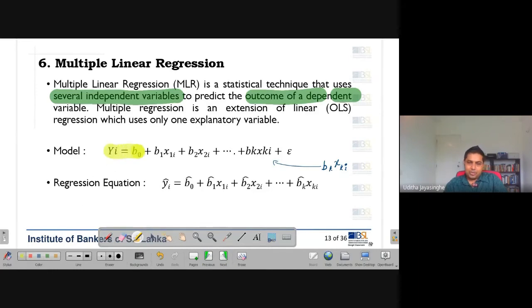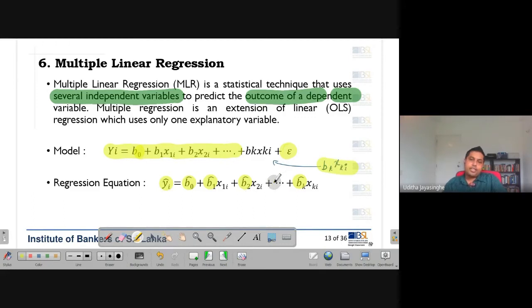Yi is going to be equal to, now instead of alpha typically we are using the b here, b0, b1, b2, b3 likewise. No harm to use alpha at all. b0 plus b1xi, b2x2i, up until bk xki plus error. Now this regression equation is going to be something like this. Y hat i is going to be equal to b0 hat, b1 hat, b2 hat, up until bk hat for the nth variable, and error will be gone once we do the regression line.